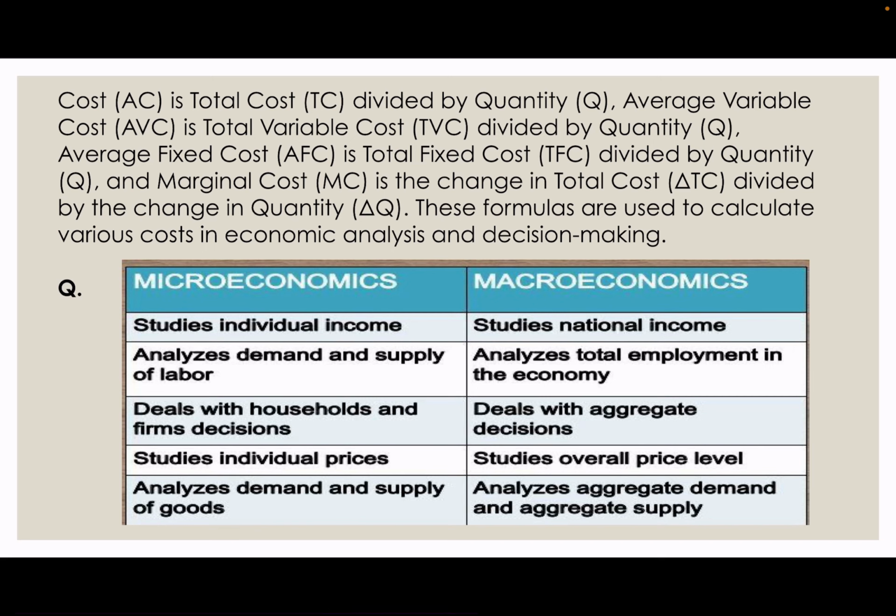Average cost, AC, is total cost, TC, divided by quantity, Q. Average variable cost, AVC, is total variable cost, TVC, divided by quantity, Q. Average fixed cost, AFC, is total fixed cost, TFC, divided by quantity, Q. And marginal cost, MC, is the change in total cost, delta TC, divided by the change in quantity, delta Q. These formulas are used to calculate various costs in economic analysis and decision making.